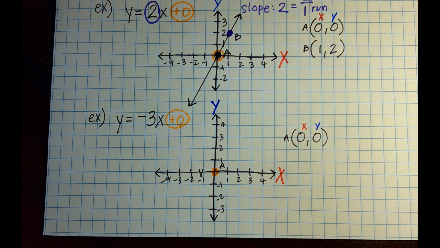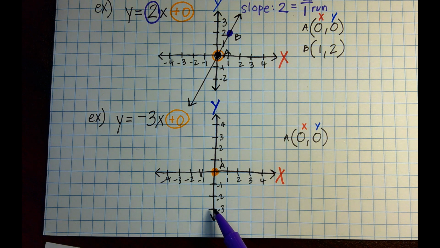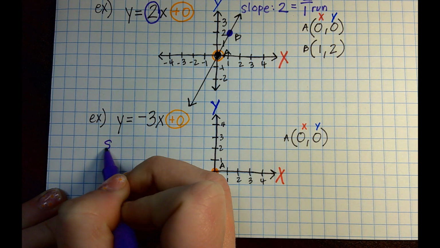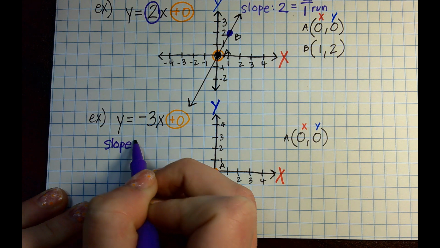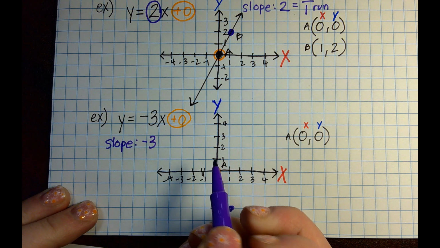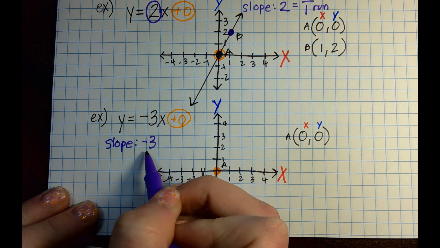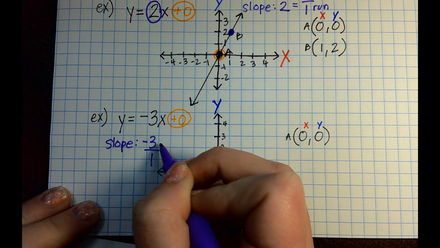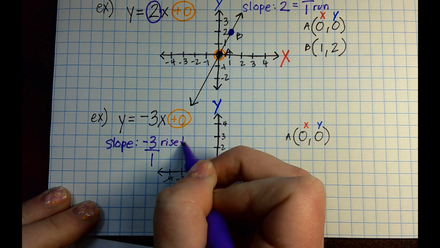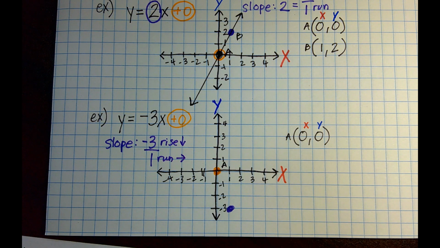So I have my first point. What should I do next? Where do I go from here? Go down negative 3, then over 1. Good. Because our slope is negative 3. And what is negative 3 as a fraction? Negative 3 over 1. Yes, negative 3 over 1. So our rise was negative 3. We went down 3. Our run was 1. We went over 1. So there's my points.